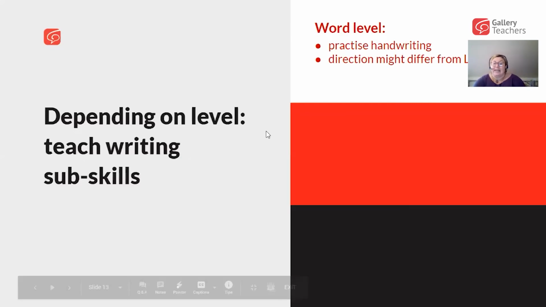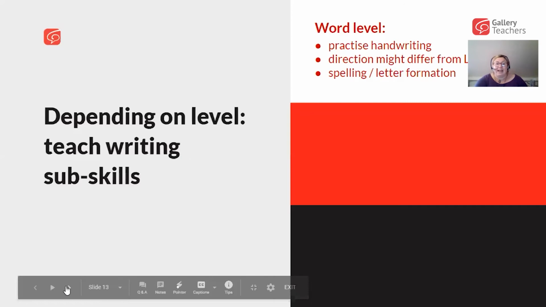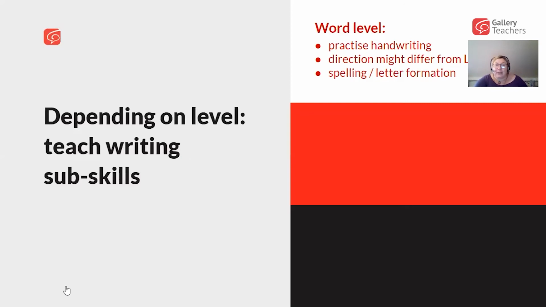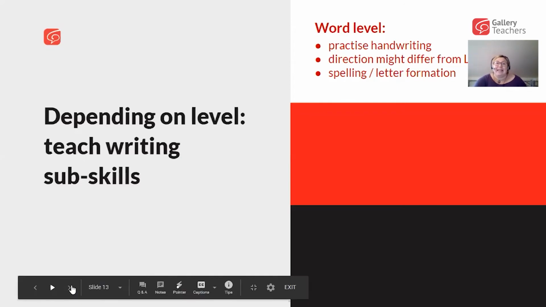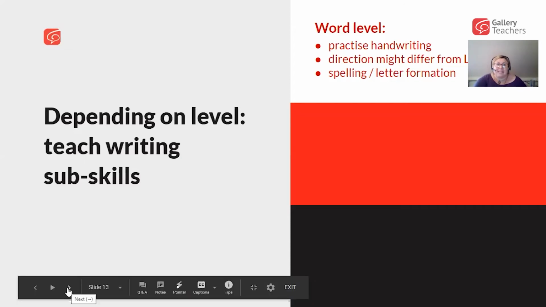They might have issues with hand-eye coordination. And certainly, I'm sure you've all had the same experience about spelling. Just because a word sounds a certain way, that doesn't necessarily give you any clue in English as to how it's going to be spelled. So the spelling and the letter formation might be a problem for students at word level. So before we can expect them to create sentences, we might want to do some basic work on words.